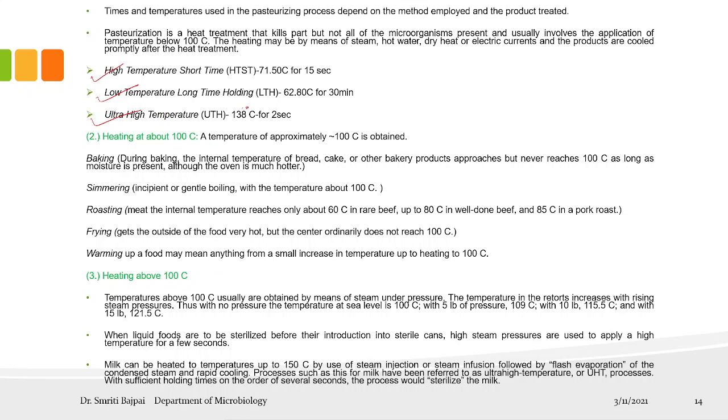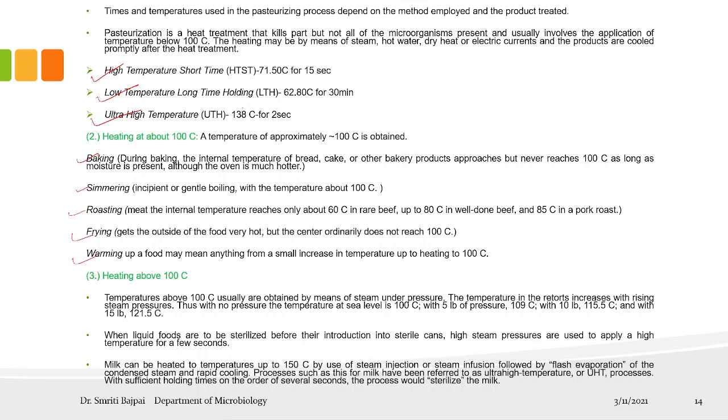Okay, now heating at about 100 degree. So when we are doing it at about 100 degree, it is almost 100 degrees obtained at that temperature. So this can be done, but it is not more than 100. It will be in between 60 to 80 to 100, like this only. In this you can see baking, simmering, roasting, frying and warming up.